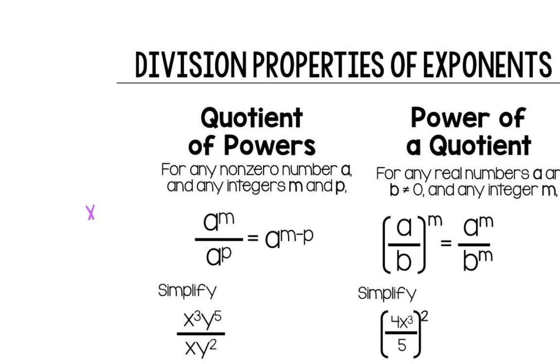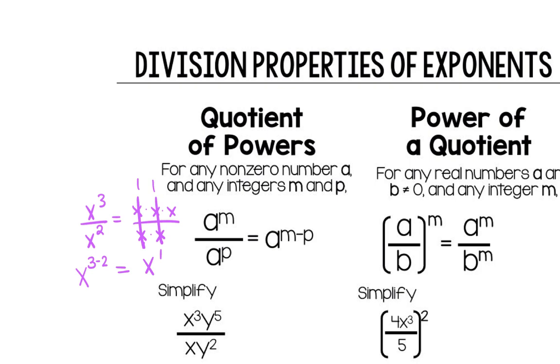If we had x to the third divided by x squared, if we expanded this out, this would be x times x times x divided by x times x. When you simplify this, x divided by x is 1, x divided by x is 1, and you're left with x to the first power. So essentially, we can take our exponent 3, subtract the denominator exponent of 2, and we get the new exponent of 1.